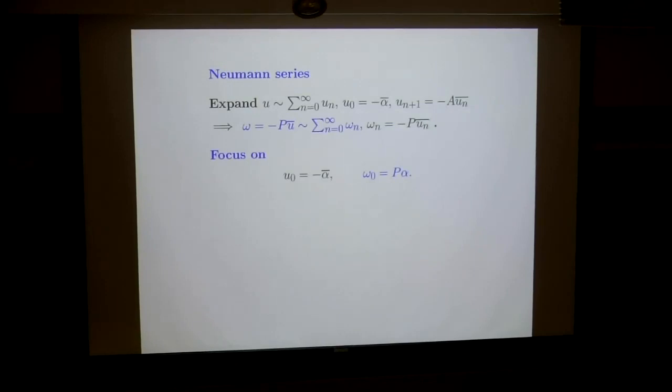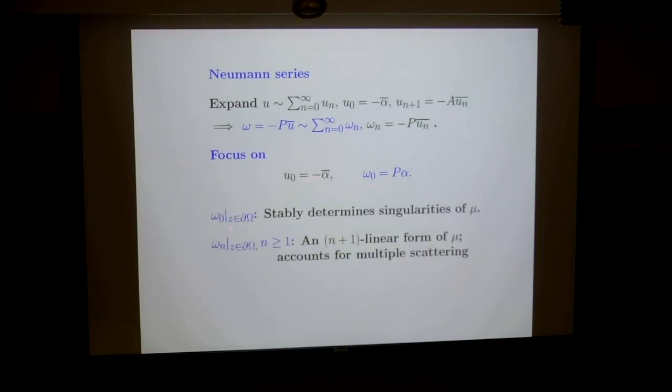So if you do this a little bit, the first order term in the expansion of omega is what we'll call omega zero. And omega zero, if you restrict z to the point on the boundary where you're making these observations, it stably determines the interior singularities of v. It stably determines locations and sizes of jumps, for example.